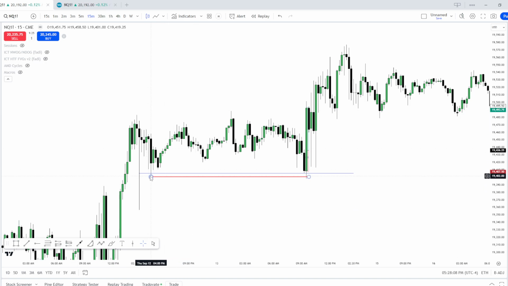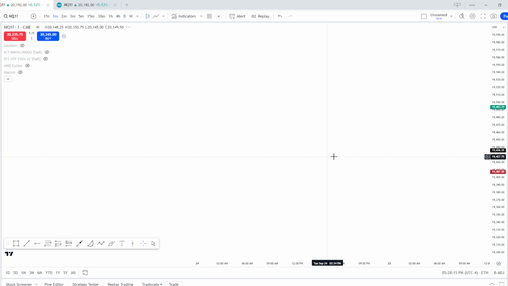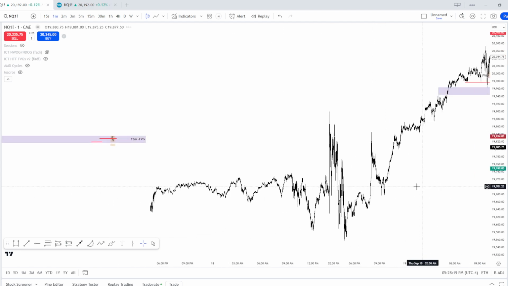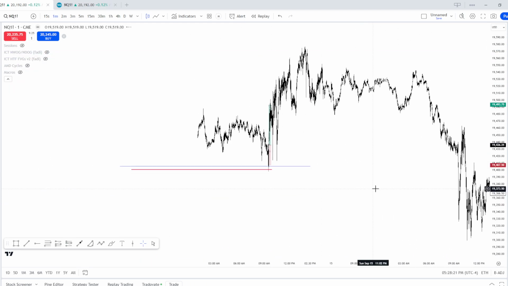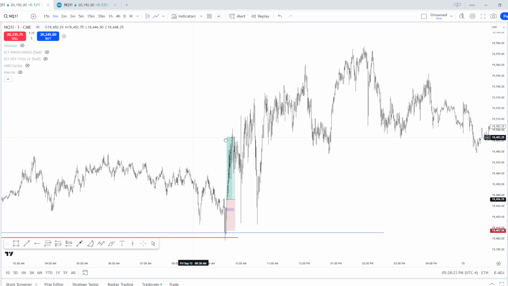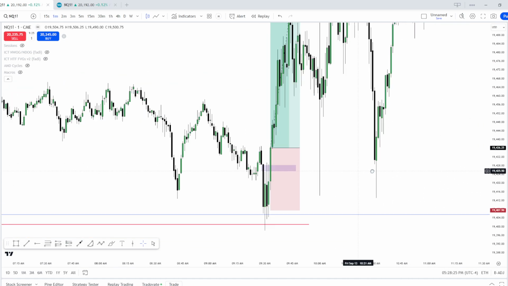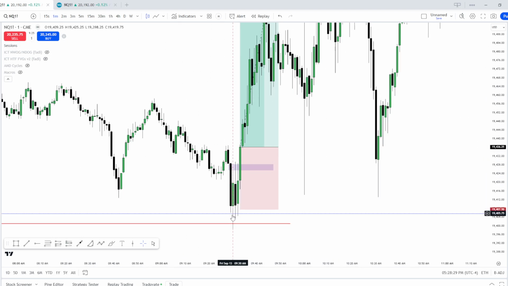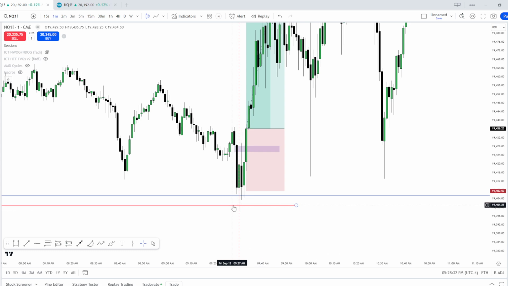So we have a 15-minute sweep. We have this gigantic wick right here. We have the 50% of it. Now if we go on to the 1-minute time frame, if I can find where price is at, go back a little bit more. We can clearly see on a lower time frame, right? So what did we get first? We had our 15-minute liquidity sweep, which is this red line right here.